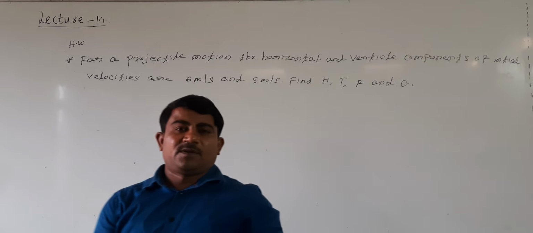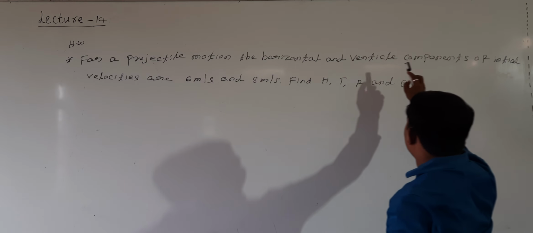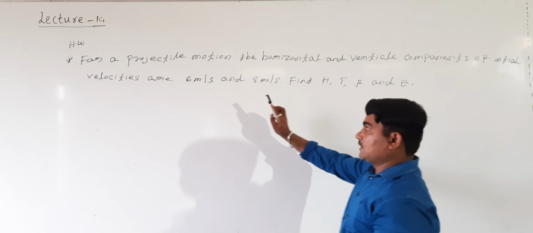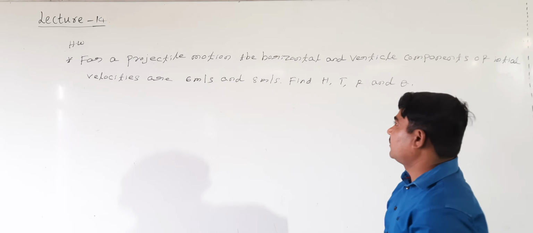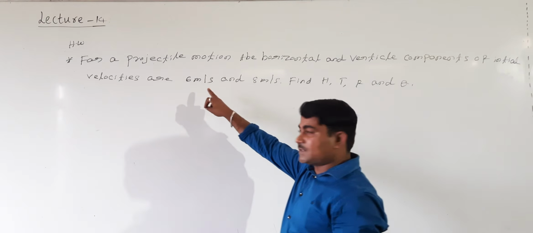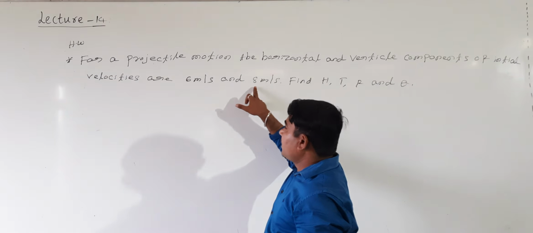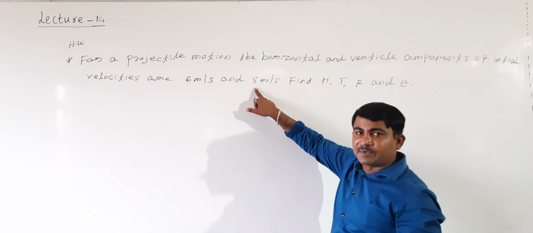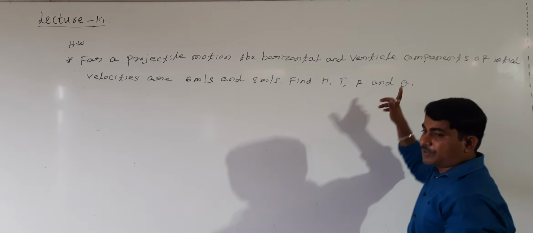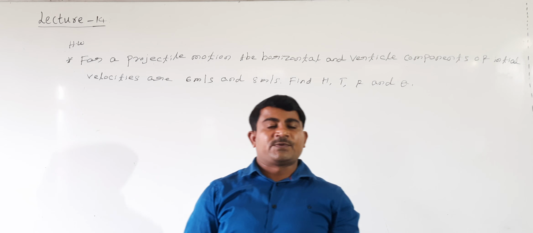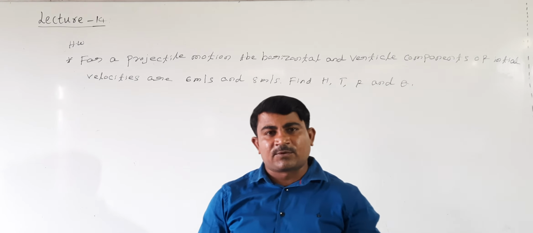Okay, students. Numerical is very simple. For a projectile motion, the horizontal and vertical components of the initial velocities are 6 meter per second and 8 meter per second. I mean along the x-axis, ux equal to u cos theta, 6 meter per second, uy equal to u sin theta, 8 meter per second. Find maximum height, time of flight, range and angle of projection. 4 quantities we need to calculate. Question is very simple. Solve it as homework. Thank you. Remaining concept we will see in the next class.